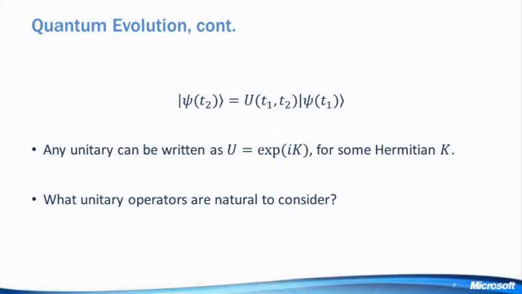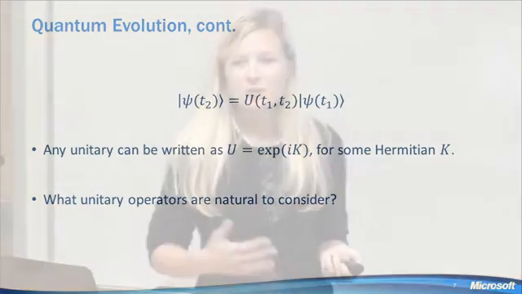So in general, we want to know what these unitaries are and which ones we can use in practice on the device. In general, any unitary can be written as U equals e to the i K, where K is some Hermitian operator. So what unitaries are natural to consider when we actually want to build this device and make efficient quantum algorithms?